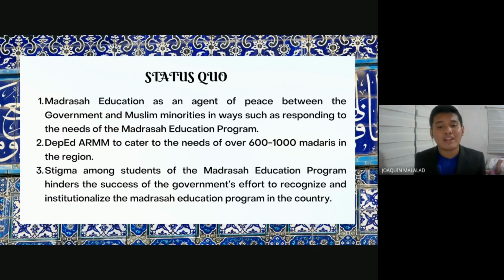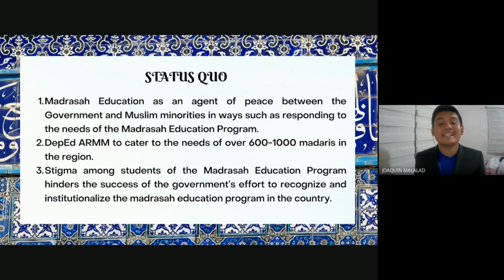This is an attempt to address the needs of the limited funding complaints for instructional materials and classroom development and or improvement. Another way that they have done is establishing the DepEd ARMM, where ARMM stands for Autonomous Region in Muslim Mindanao, to address the specific needs of the madaris, particularly in Mindanao, where it is estimated that, imagine, there are 600 to 1,000 madaris, both from public and private institutions.